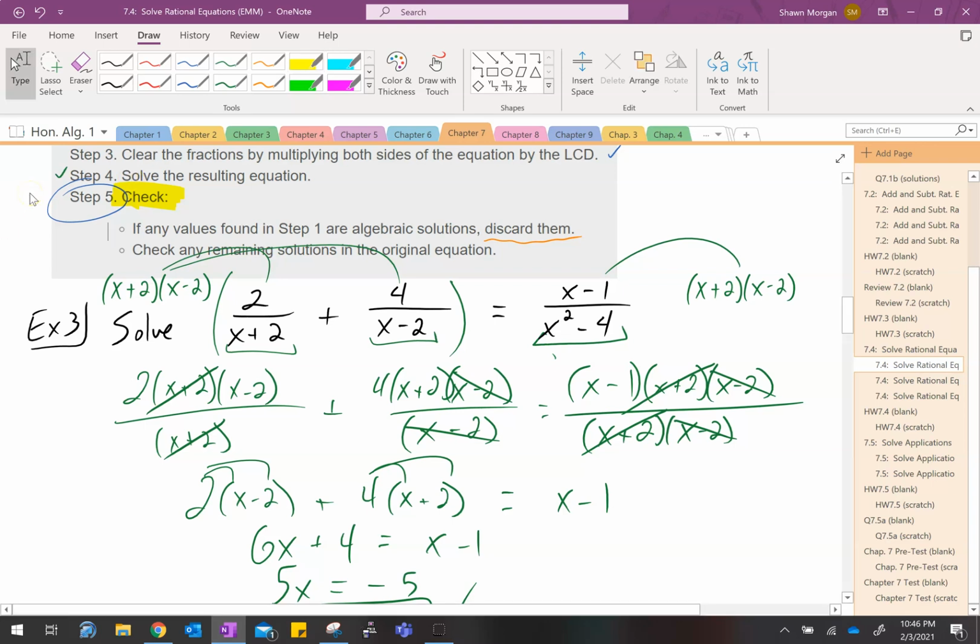So if an answer makes the original denominators 0, any of the original denominators, you need to exclude it from your solution set. Work diligently on that homework assignment and then come up with some questions for me on Friday.